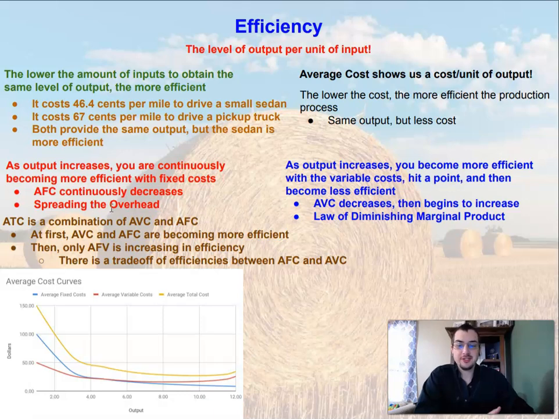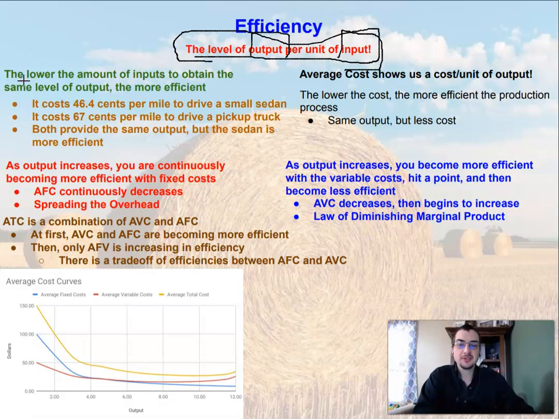So what is efficiency? Efficiency is a level of output per unit of input. So how much are we getting out per the amount that we've got to put in? Let's stop and think about an example real quick, and I really like this example. Let's talk about an example using which one is going to be more efficient.